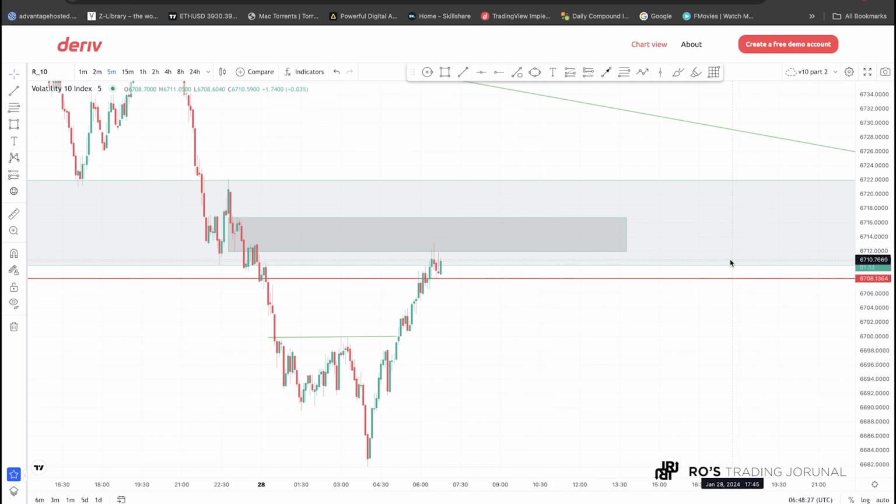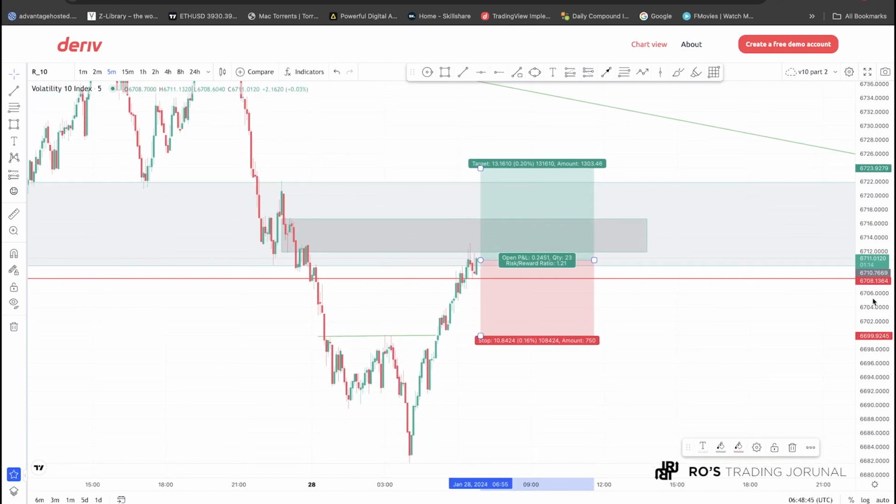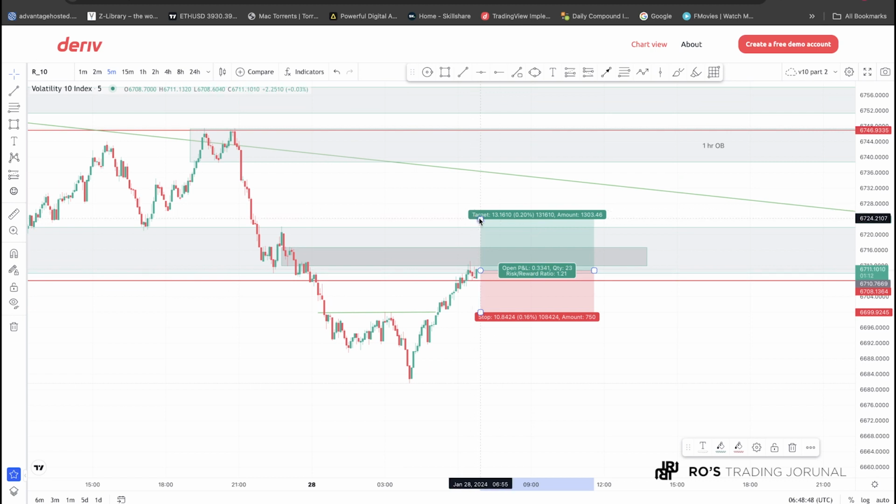So what I'm going to do, I'm going to enter. I would enter long. So I'll enter now, put my stop loss below this here. That's kind of a big stop loss, to be honest, and I'm going to target a 1 to 3. One, two, three.